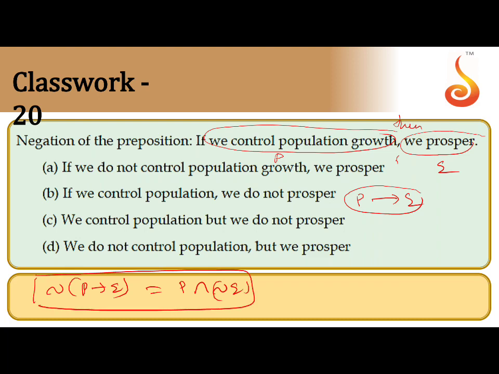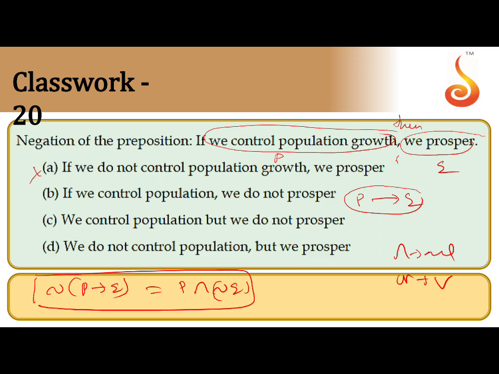We'll solve many questions based on this property. Negation of P implies Q is: P remains the same, and the implication becomes and, this is the symbol. So it becomes P and negation of Q. P remains the same, so if you control the population growth, that is the same, and the opposite of prosper is not prosper. If we control the population, we do not prosper.